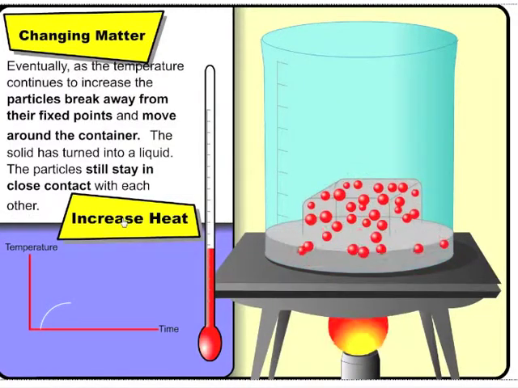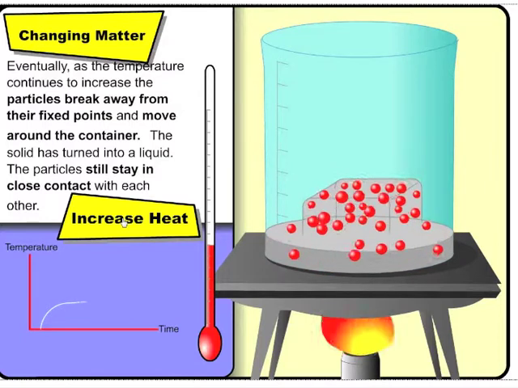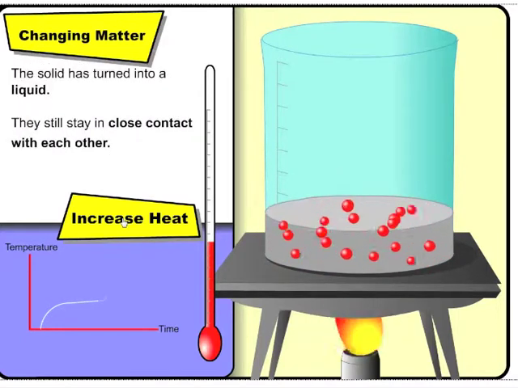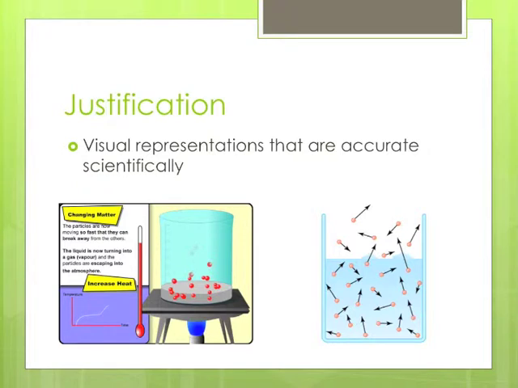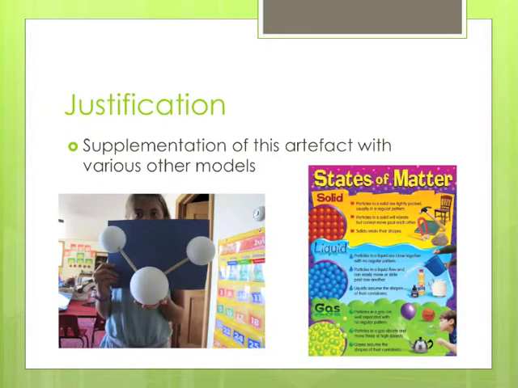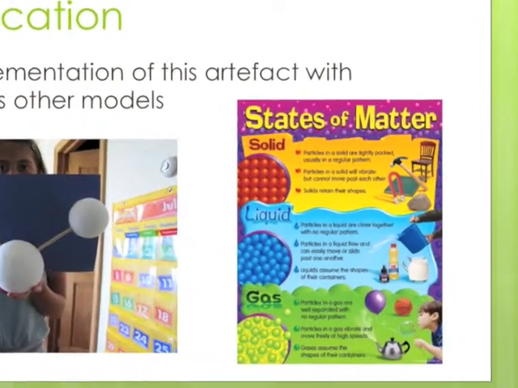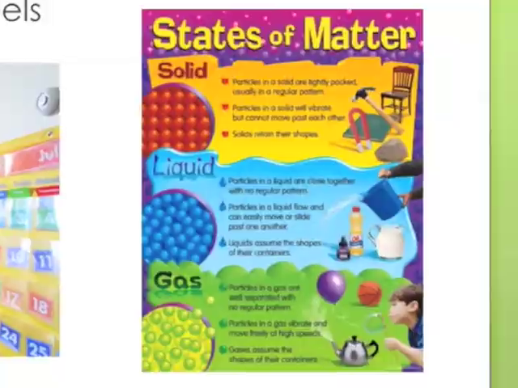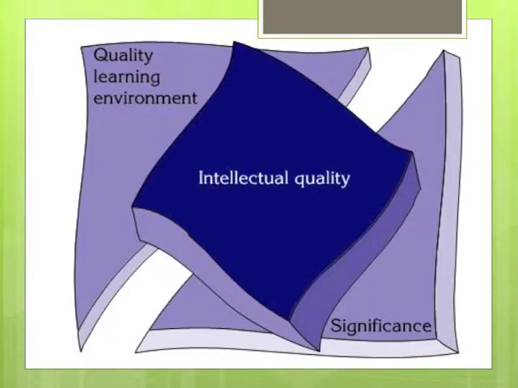Our application of the artifact within a pedagogy outlined above can be very well justified, given the emphasis that will be placed on these visual representations that are accurate scientifically, and furthermore, our supplementation of this one artifact with many others, including plastic models and diagrams. All three aspects of the quality teaching model are evident: quality learning environment, significance, and intellectual quality.